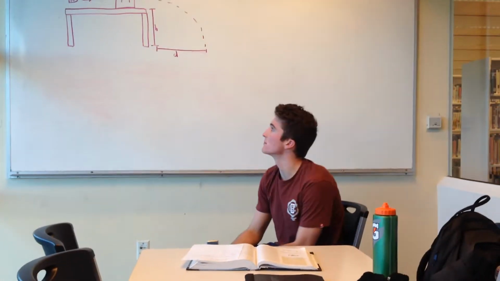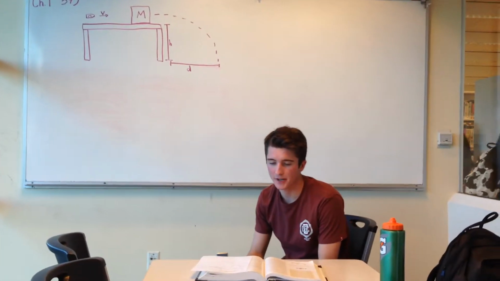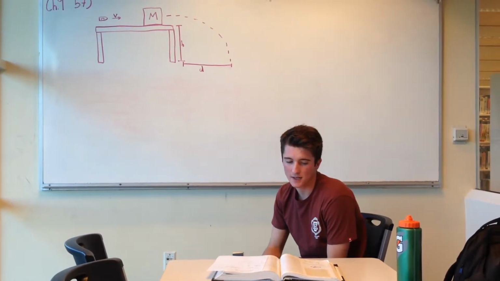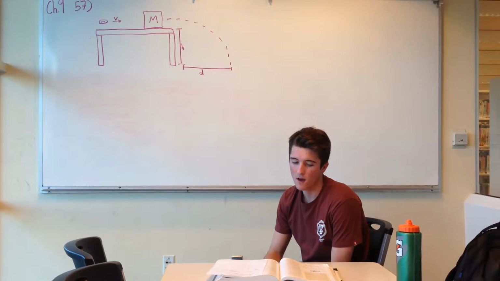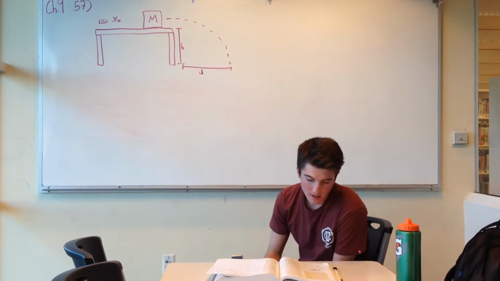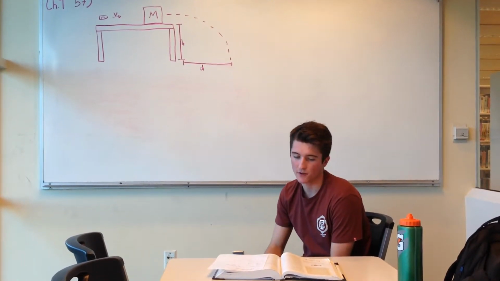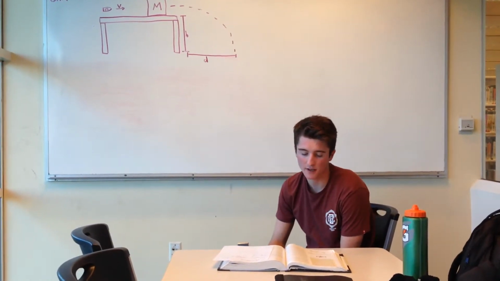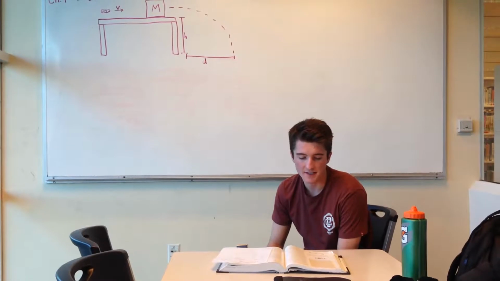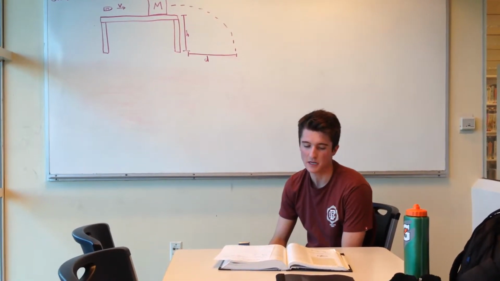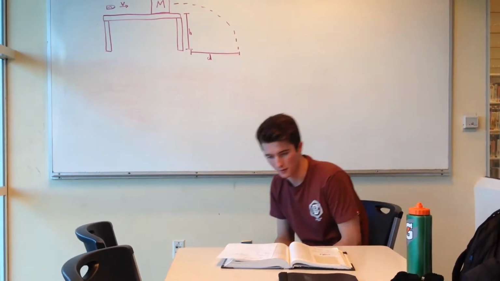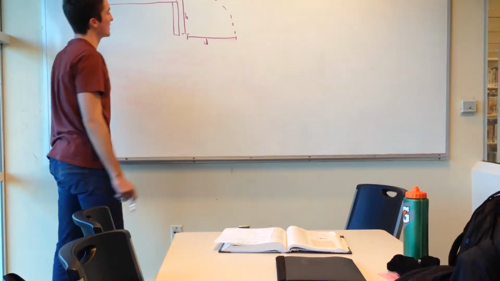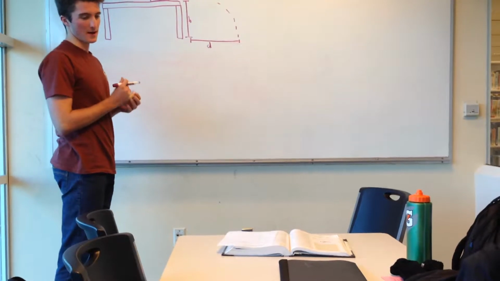Alright, we're going to do number 57 from chapter 9. The problem reads, a bullet of mass little m is fired into a block of mass big M, initially at rest at the edge of a frictionless table of height h. The bullet remains in the block, and after impact, the block lands a distance d from the bottom of the table. Determine the initial speed of the bullet. So this is a momentum problem, and then it's going to go into kinematics.